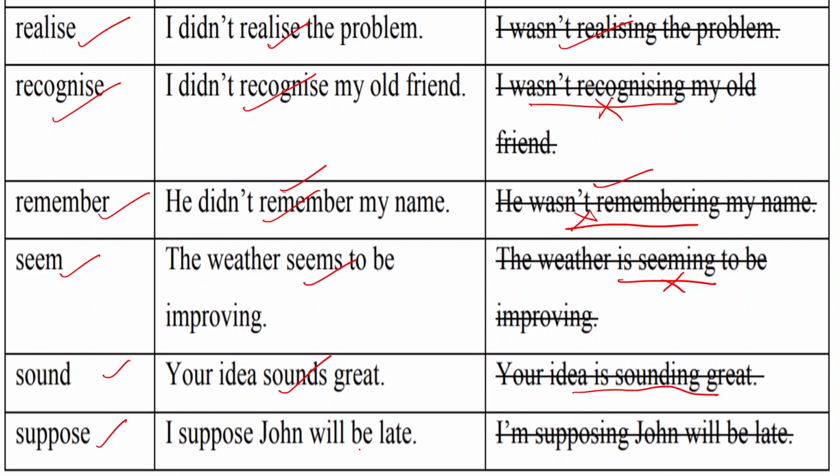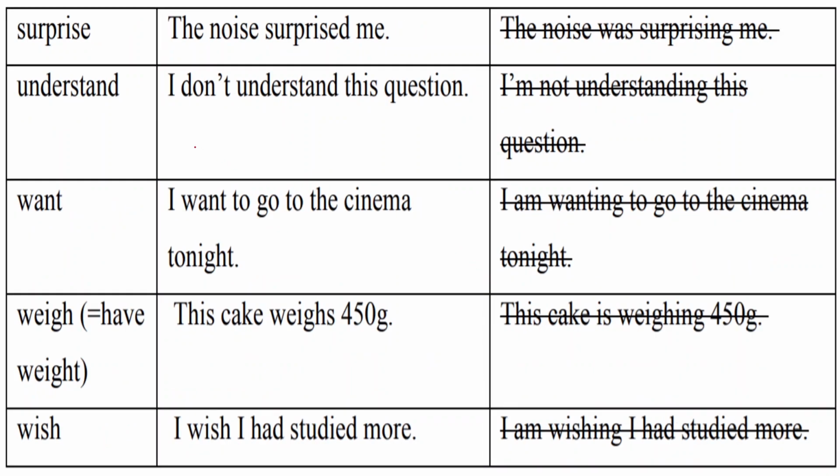Suppose. I suppose John will be late. Then I am supposing John will be late. We can't use supposing here. Then surprise. The noise surprised me, not the noise was surprising. Then understand. I don't understand this question. I am not understanding. We can't say that I am not understanding. Want. I want to go to the cinema tonight. Not I am wanting to go to the cinema tonight.